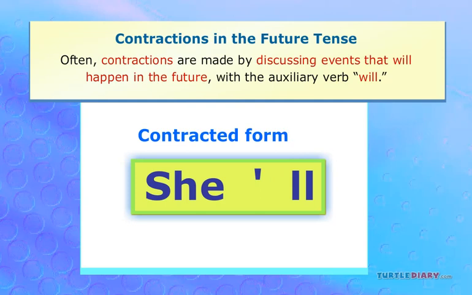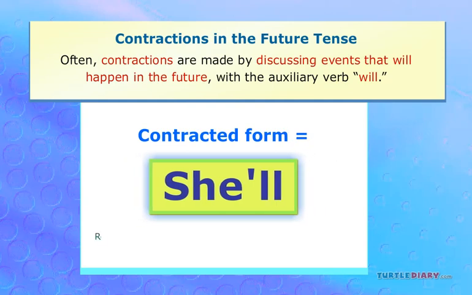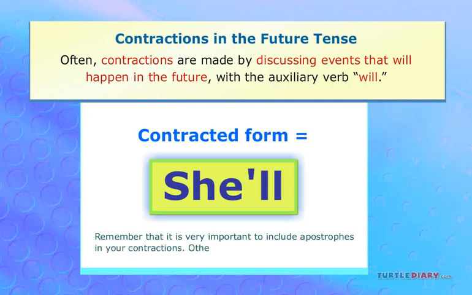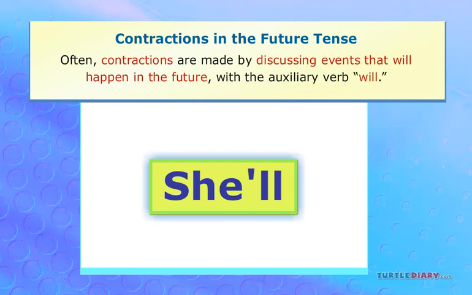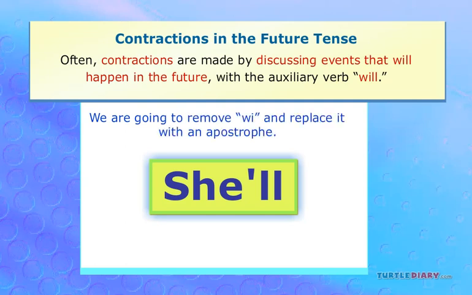Contracted form, she'll. Remember that it is very important to include apostrophes in your contractions. Otherwise, the word would be shell, which is an entirely different word. Let's try contracting the rest of the words. Remember, we're going to remove WI and replace it with an apostrophe.